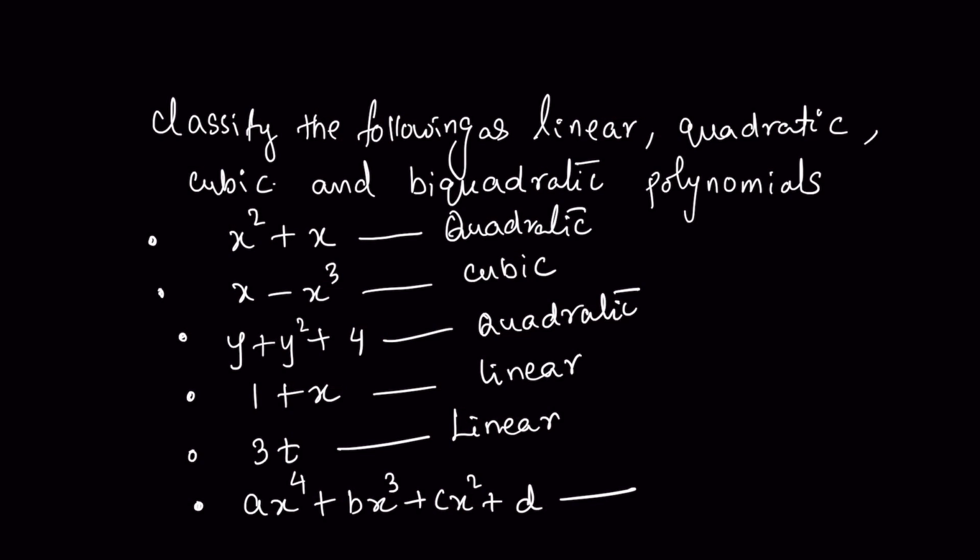Ax to the power of 4 plus bx cube plus cx square plus d. Here the degree is 4. A polynomial having degree 4 is called a biquadratic polynomial.